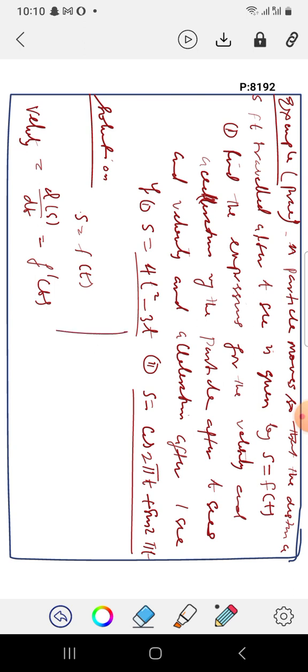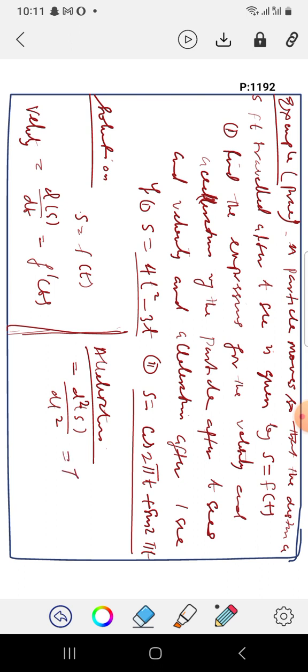And the acceleration is when you take the second derivative. Acceleration is going to be equal to d squared s over dt squared, which is going to be f double prime of t. So that's the first part.